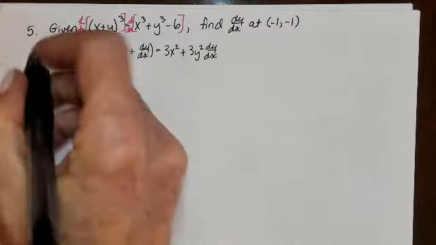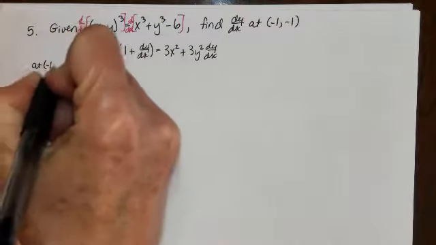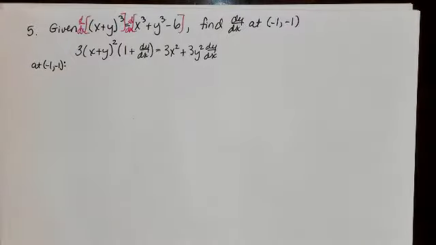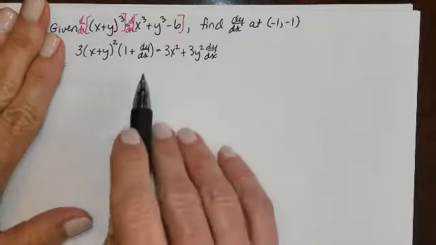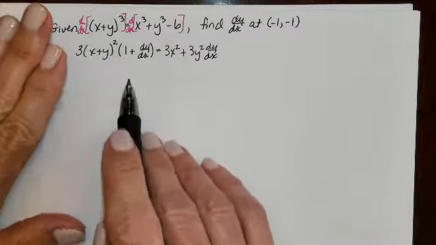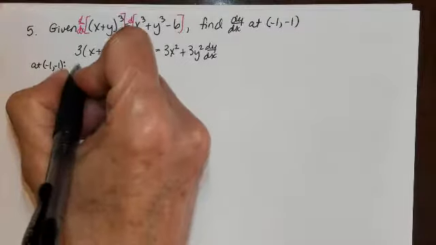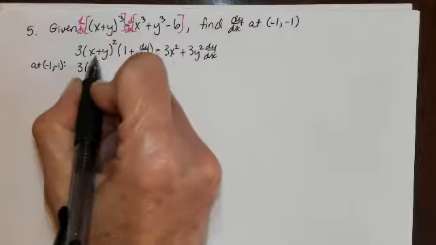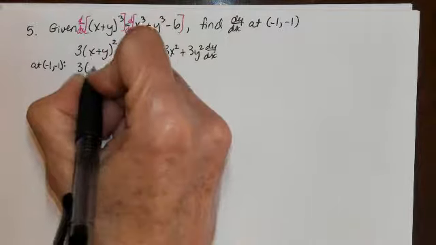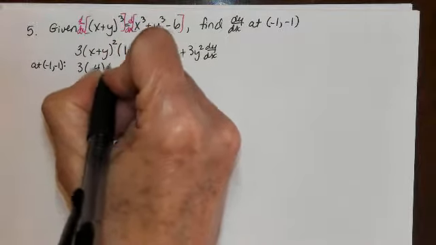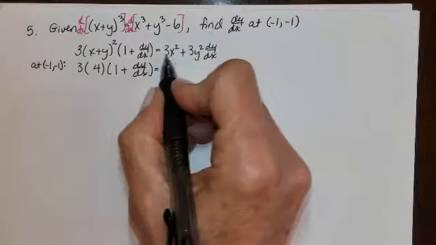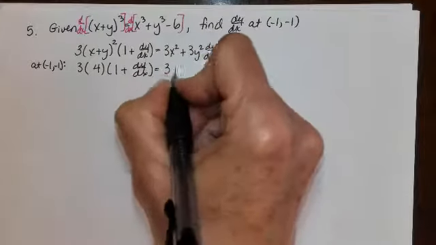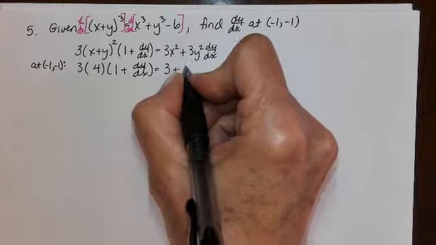So say it. I'm going to say at (-1, -1), colon. That's all you have to do. Now you can go ahead and plug it in. If I don't see that, you're telling me that two things are equivalent that are not equivalent all the time. All right, so I'm plugging in (-1, -1), so I have 3 times (-1 plus -1) is -2. Squared will be 4, times 1 plus dy/dx is equal to 3 times (-1) squared plus 3 times (-1) squared dy/dx.